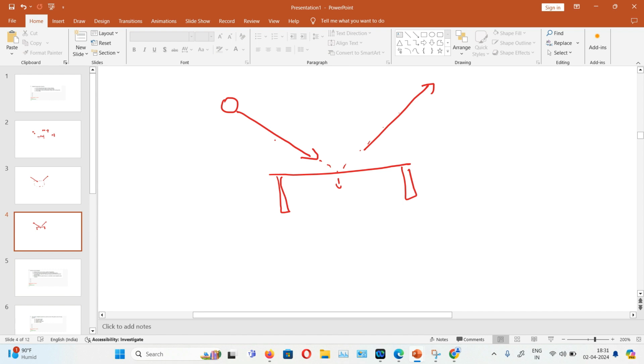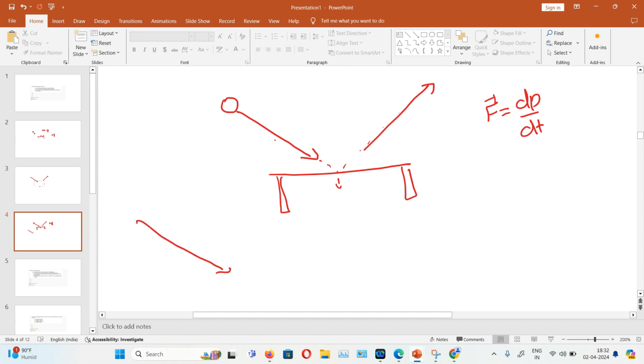Now we can calculate how much force is exerted on the ball. That can be calculated using Newton's second law of motion, which says force is equal to dp by dt. If we can calculate how much time the interaction took for changing that momentum, that will be the dt. And what was the change in momentum?